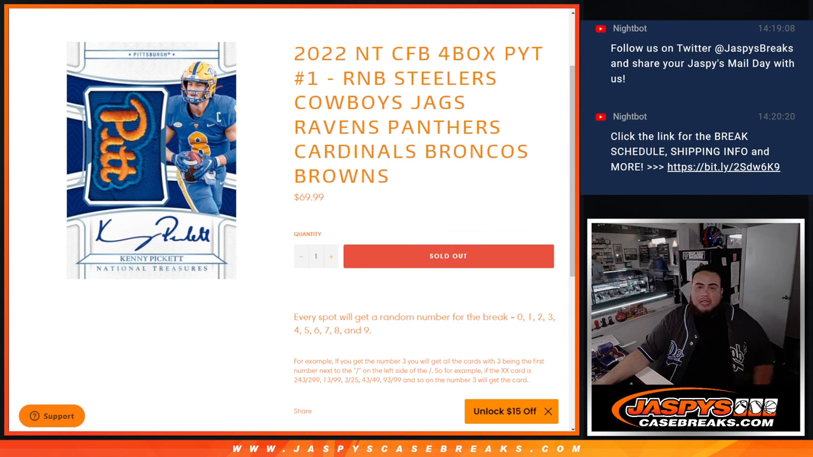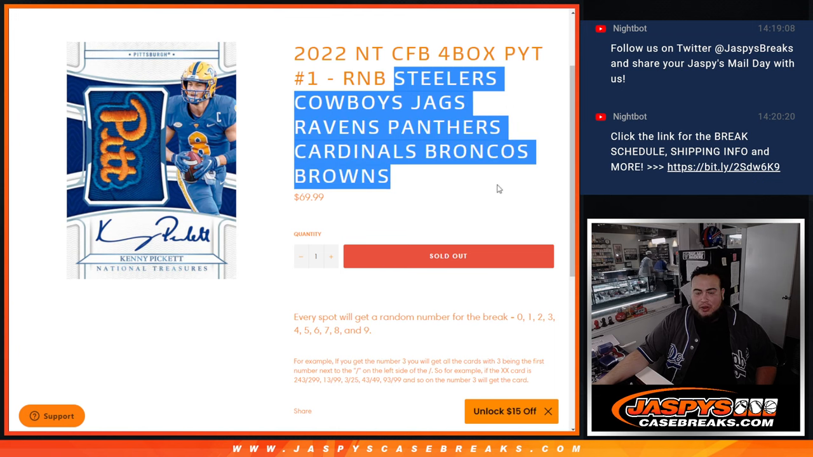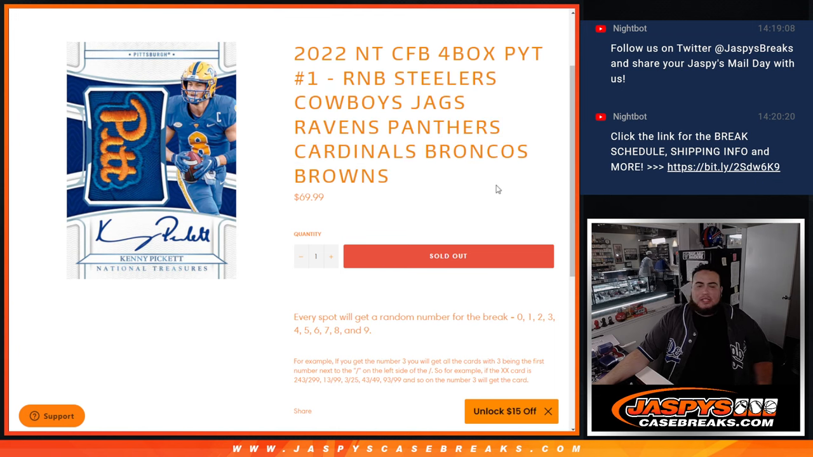This helps sell out NT Collegiate Football. Pick your team number one with this random number block here for the last eight teams. Steelers, Cowboys, Jags, Ravens, Panthers, Cardinals, Broncos, and Browns. Again, you get a piece of these teams for $70.